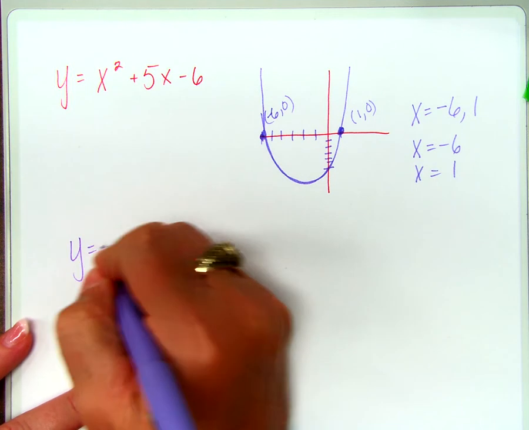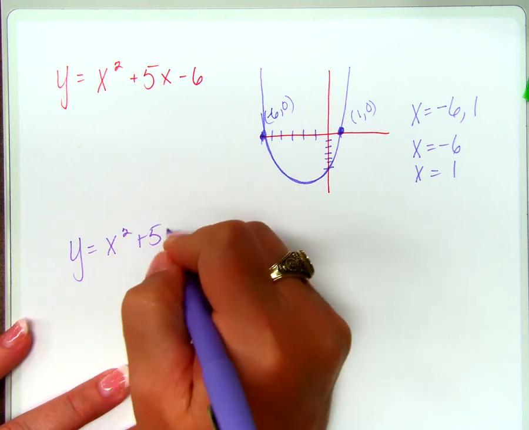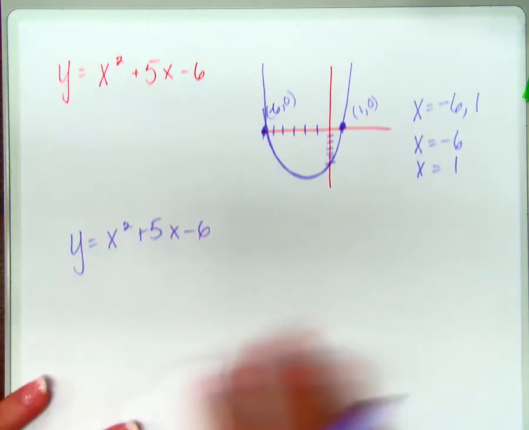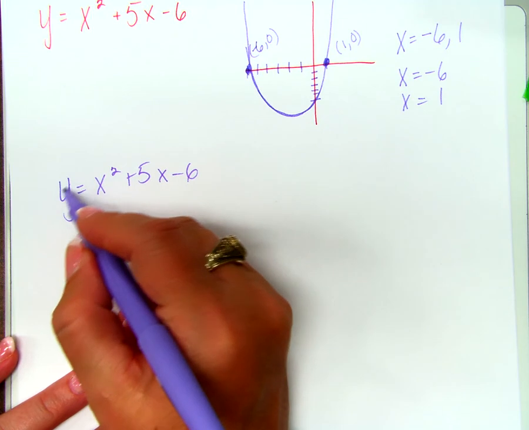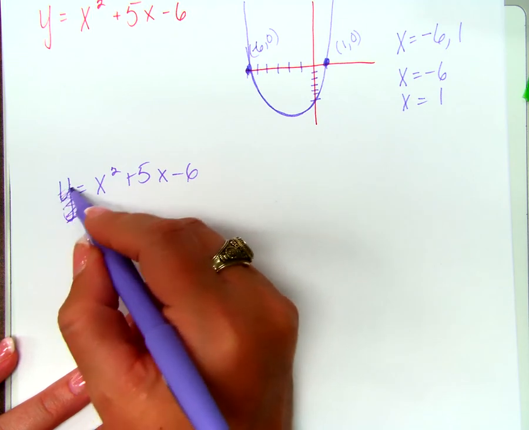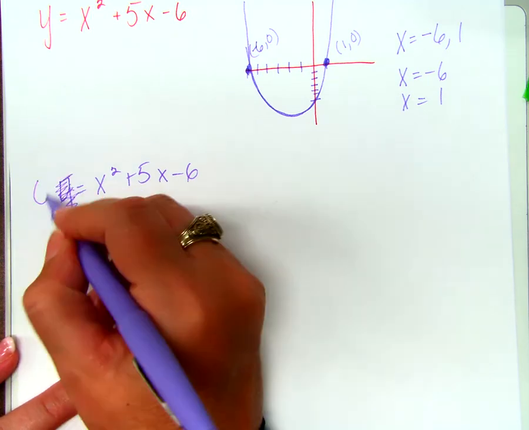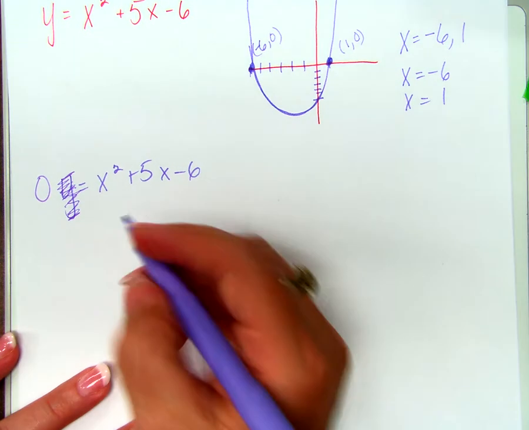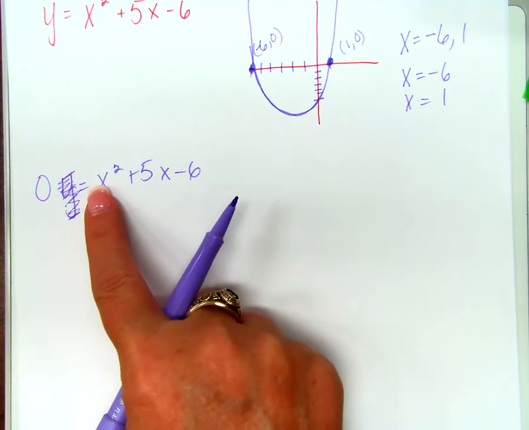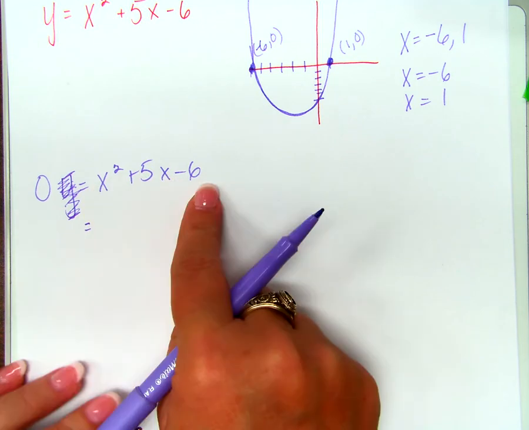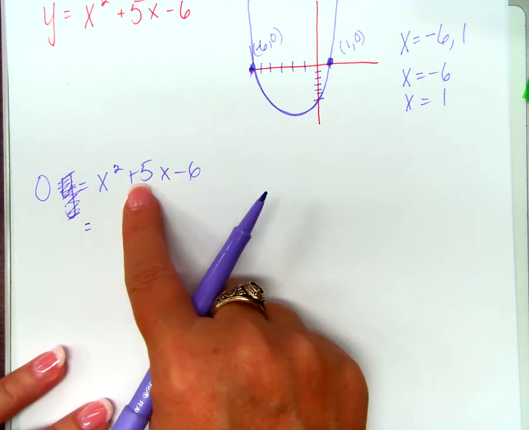y equals x squared plus 5x minus 6. Can we factor it in that form? Yes. Most of the time it's not going to be y equals, though, if we want to factor it. It's going to equal 0, right? If we factor it in this form, that's nice because the leading coefficient is 1, so we can do our shortcut, right? What multiplies to be negative 6 and adds to be 5?